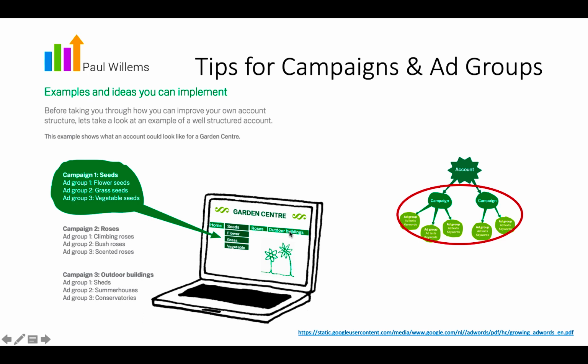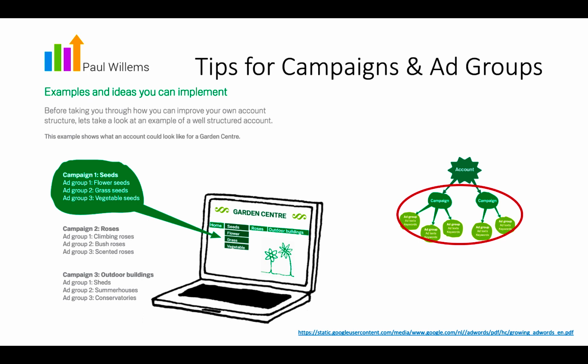You can see that the menu is just like the campaign. And below the campaigns, if you place your mouse over the menus, you will get this drop-down menu, and there are flowers, grass, and vegetables. Each of these menu items, we can put into an ad group.